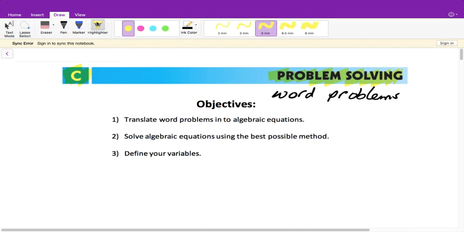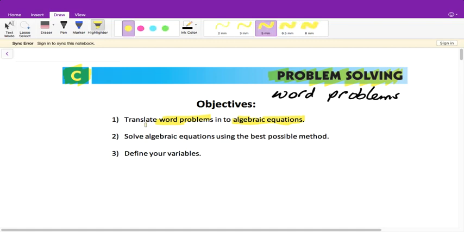Our goal or objective for today is to be able to translate word problems into algebraic equations. Without being able to look at what's given to you in the word problem and then rewrite it in mathematical terms, you'll never be able to solve it. So the first thing that you have to do is work on translating the word problem, going through piece by piece and saying, how can I write this algebraically?